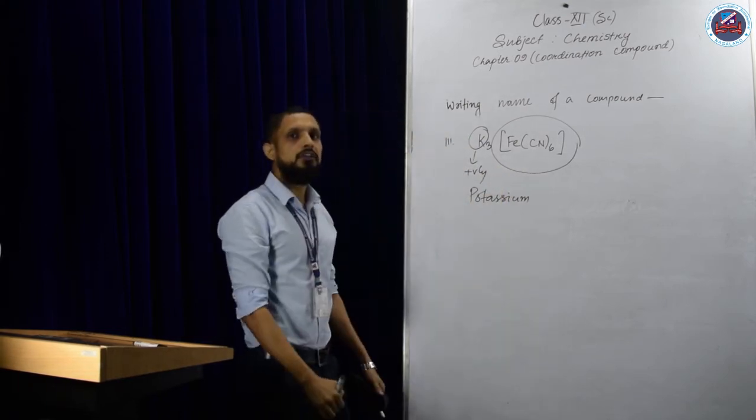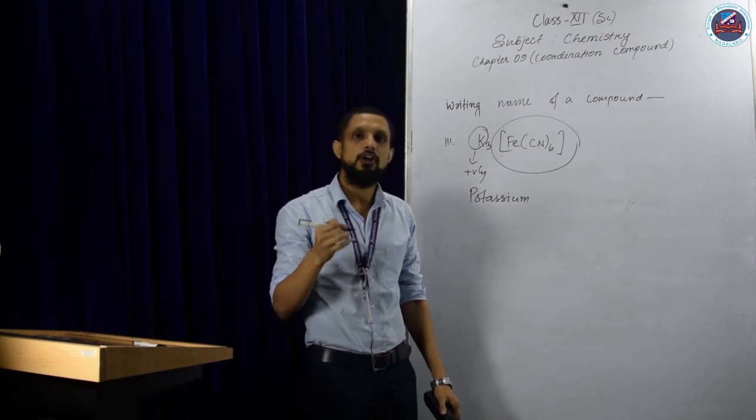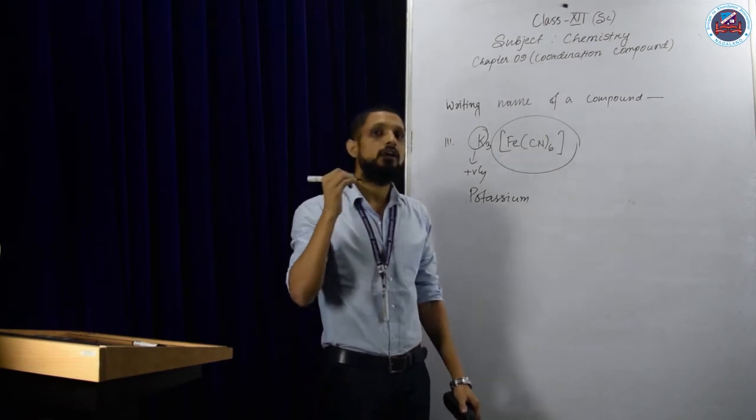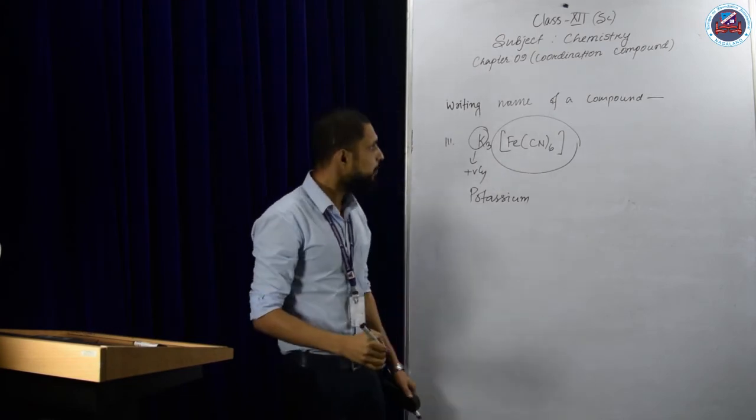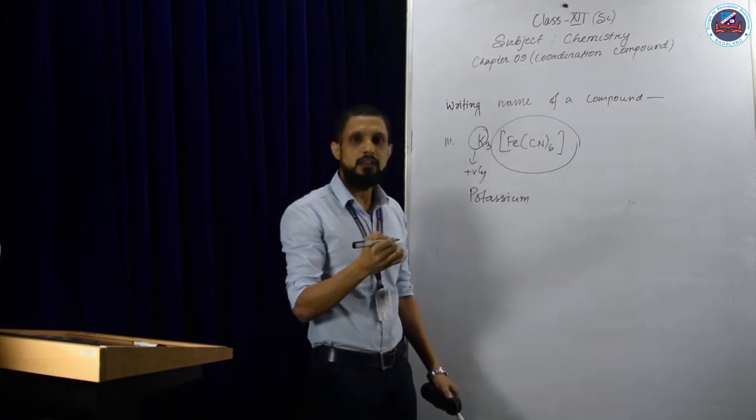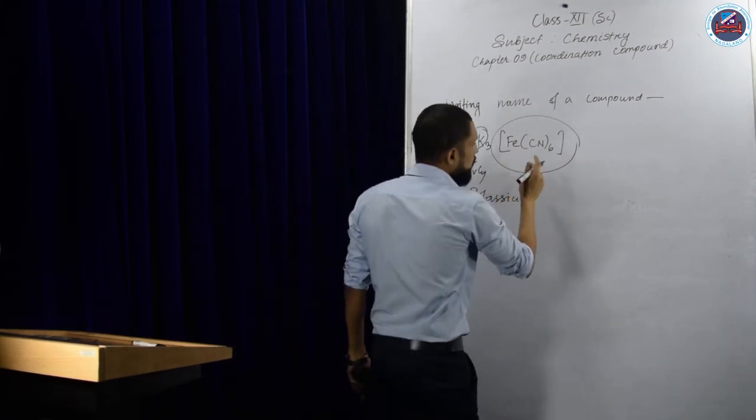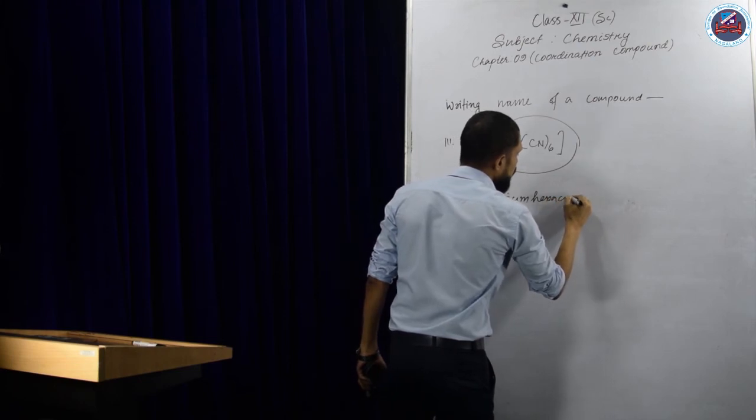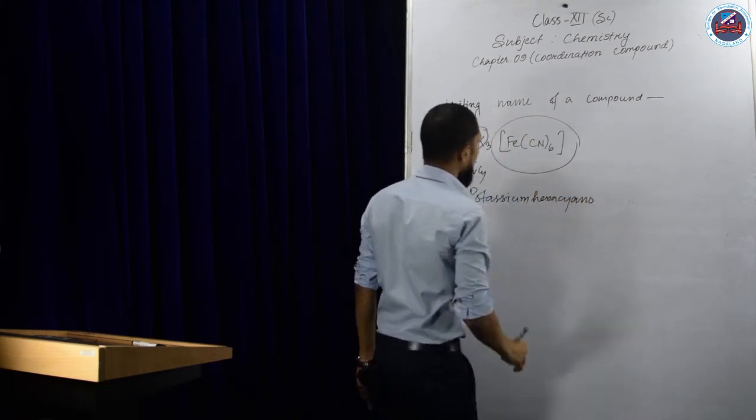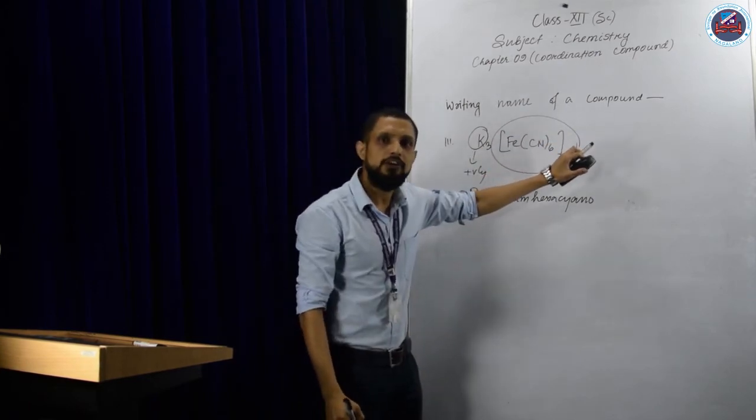Next, we'll write the coordination entity. Again, for coordination entity, the rule is you have to start with the ligand in alphabetical order, followed by central metal ion. Since you have only one ligand, there is no need to follow alphabetical order. So it's cyano. You have 6 cyano, that means hexacyano.